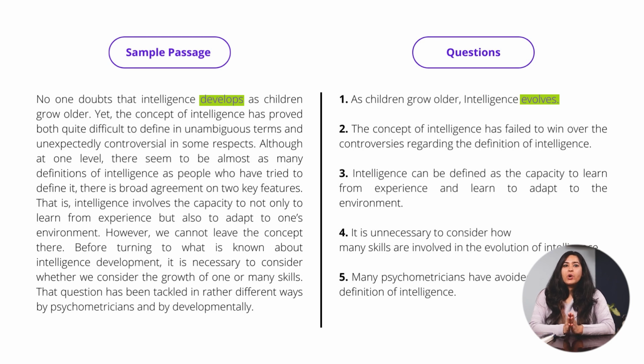For the third question, we can see that the definition of intelligence as the capacity to learn from the experience and adapt to the environment is clearly stated, so the statement is true. For the fourth question, the passage says that before jumping into conclusions, it is necessary to consider the growth of one or many skills involved in evolution of intelligence. So the statement is purely false. And last but not least, the fifth question does not mention anywhere in the passage that the psychometricians avoided giving an exact definition for intelligence, so the statement is not given.